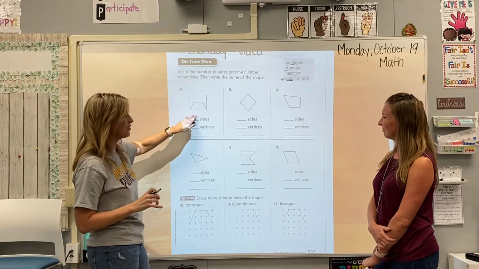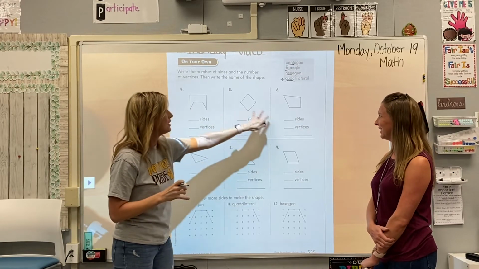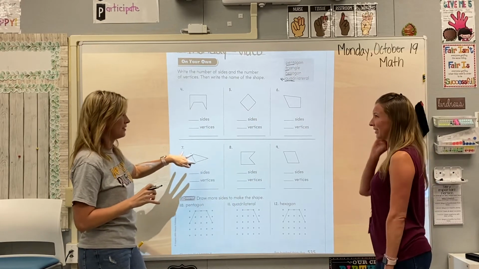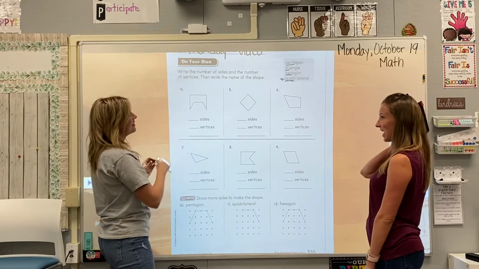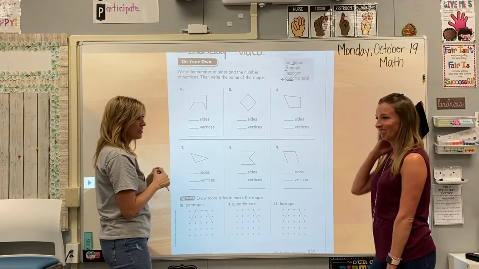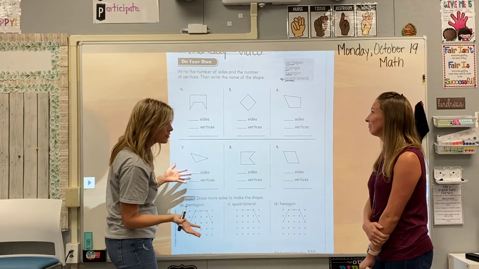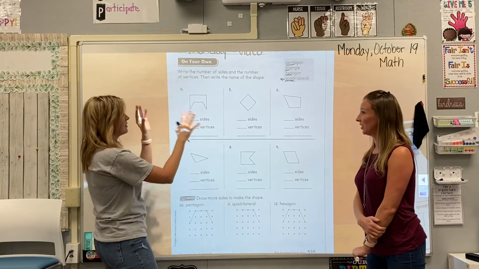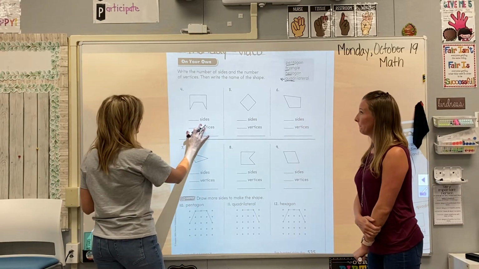So I think I'm going to do this one with the kids, and I'm going to let them finish the rest of these. Okay, that one, I don't recognize that shape. It's not a recognizable shape. It's what we call an irregular polygon, but it's still a polygon. Okay, so here we go.